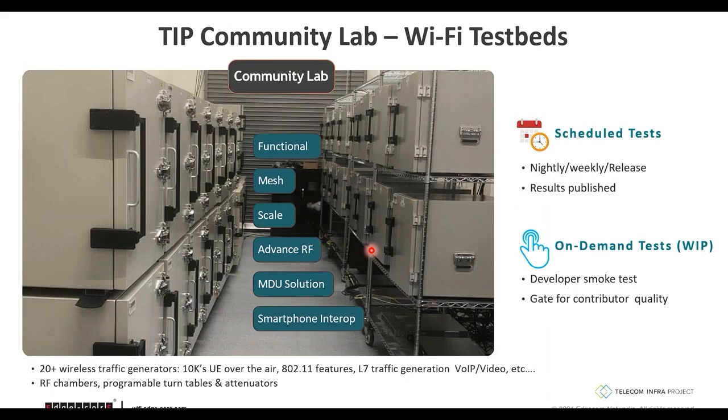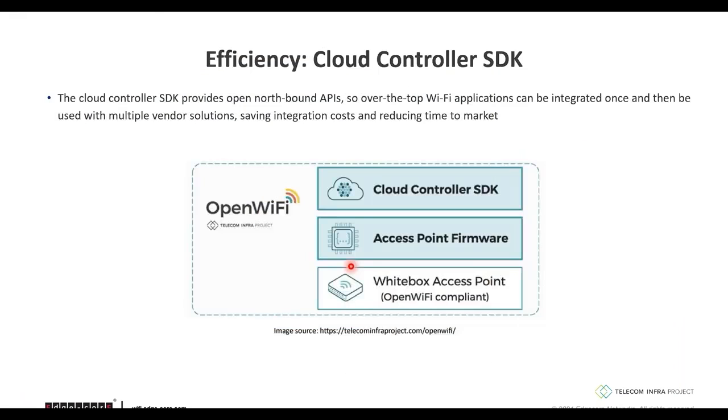And I think for open source, since it is open, how can we make sure it can be more stable and work well? So the performance and the quality are the most important. That's the reason the TIP community lab is established by TIP Open Wi-Fi. They create a Wi-Fi test bed. You can do the scheduled test, or you can do the on-demand test.